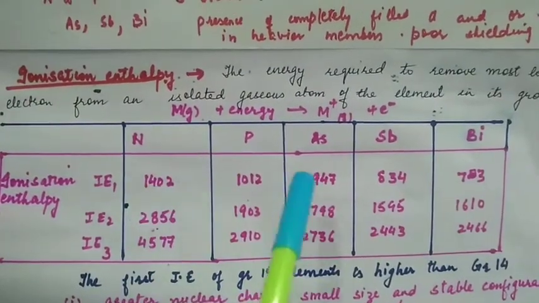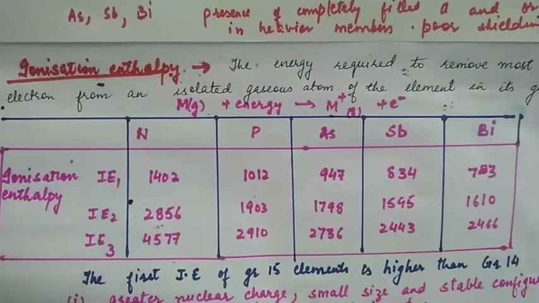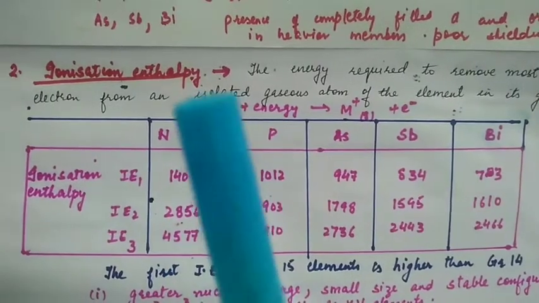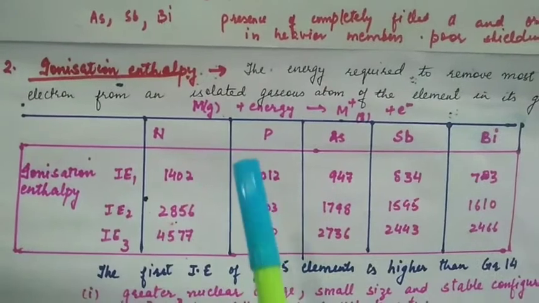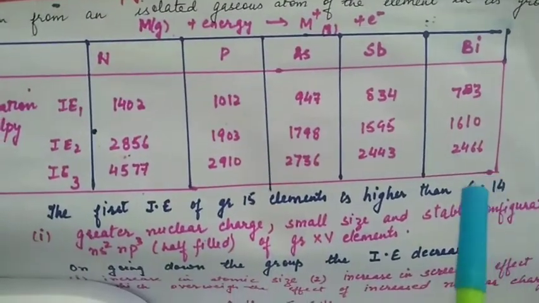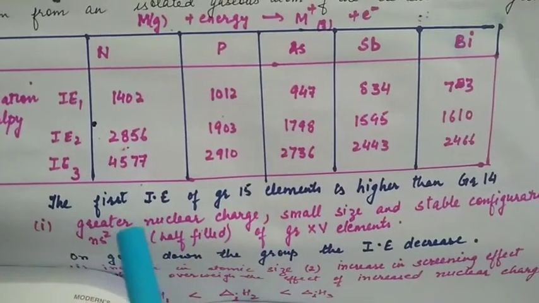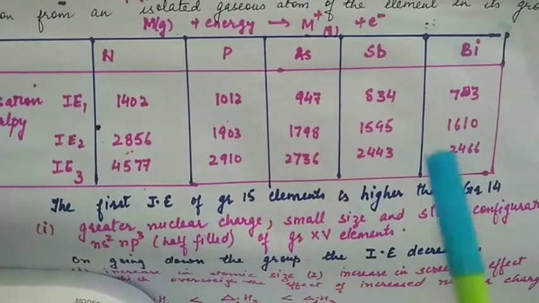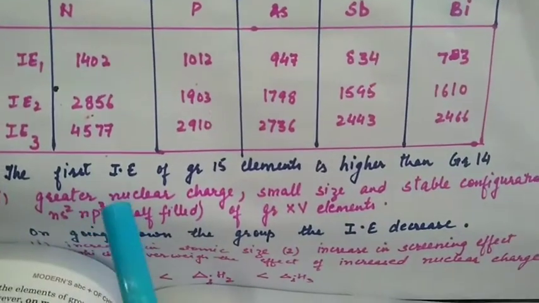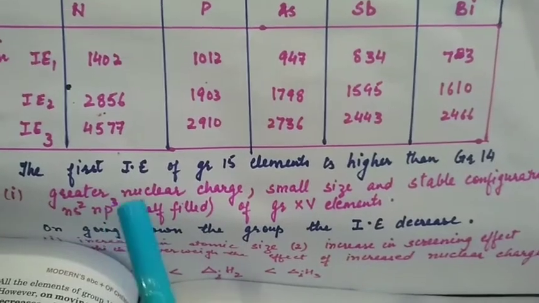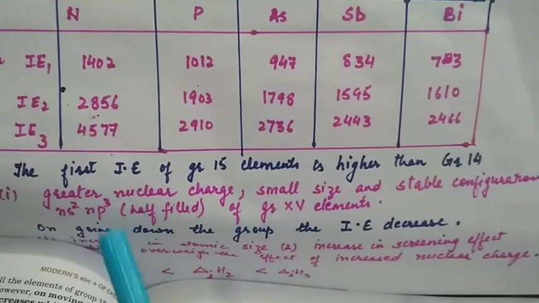First ionization enthalpy decreases as we go down the group. Also, the first ionization enthalpy of the nitrogen family is greater than that of the carbon family, group 14. This is because the elements of group 15 have greater nuclear charge, small size and stable configuration, ns2 np3. np3 is exactly half filled, and you know half filled configurations are more stable.